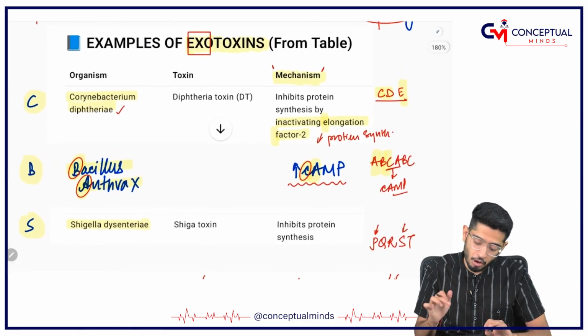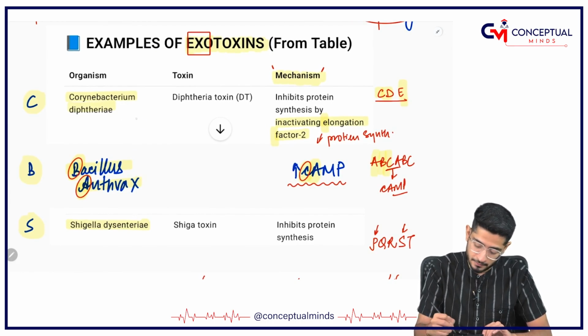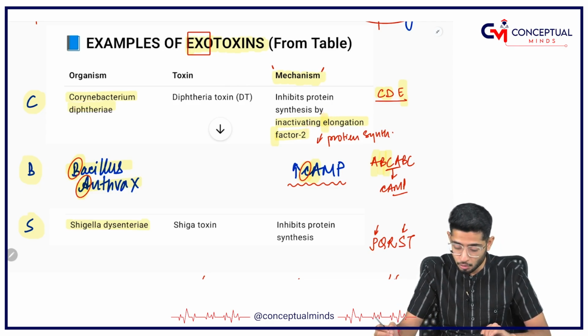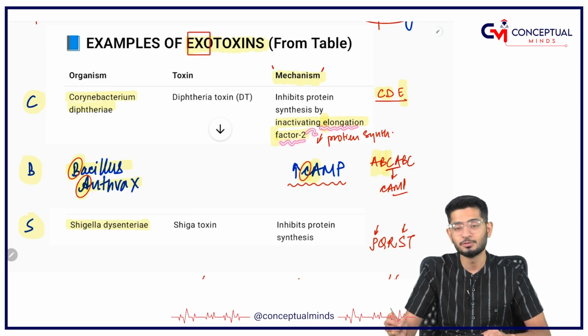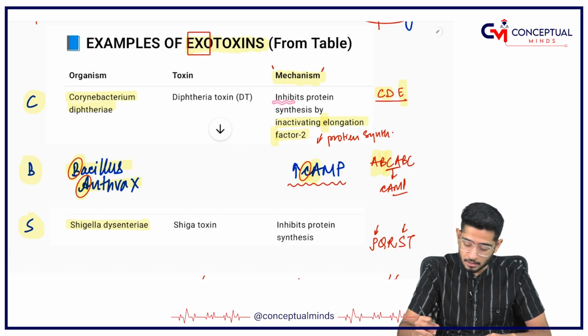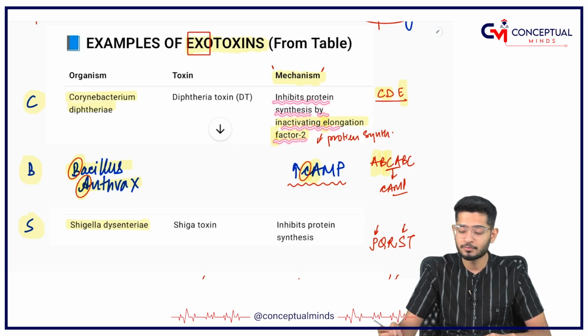So see here, Corynebacterium diphtheriae. What is the mechanism of action? Corynebacterium diphtheriae produces diphtheria toxin, and remember CDE. CD means Corynebacterium diphtheriae, E for elongation factor 2. So Corynebacterium diphtheriae releasing the diphtheria toxin is going to inactivate elongation factor 2. And once elongation factor 2 is damaged, this is going to inhibit protein synthesis, decreasing the protein synthesis.